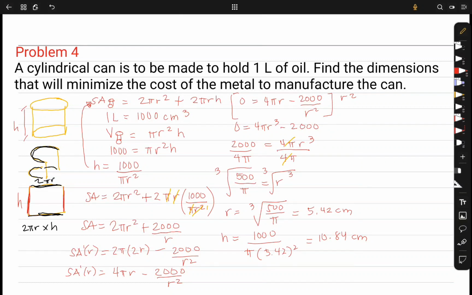So, if we get our surface area, that is 2 pi r squared, right? 2 pi r squared plus 2 pi r h. By substitution, we can get the value which is 553.73 centimeter squared. So, these are the values that we got.